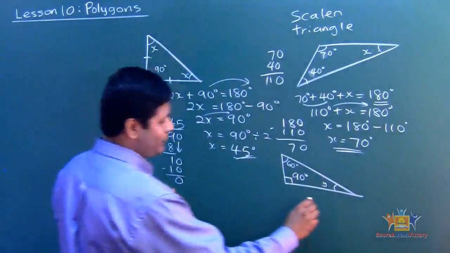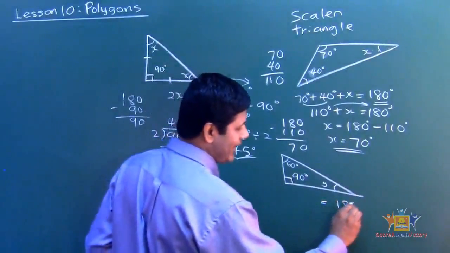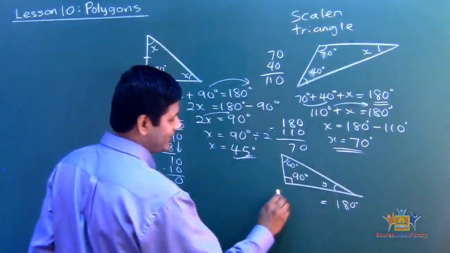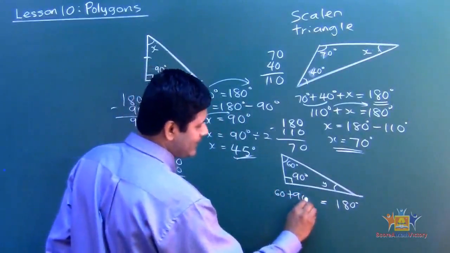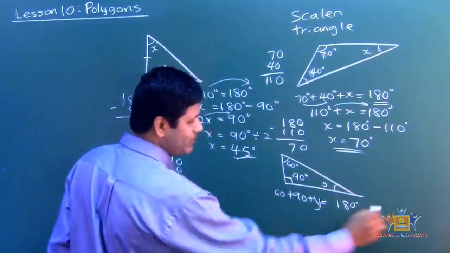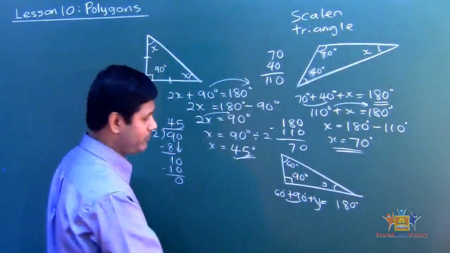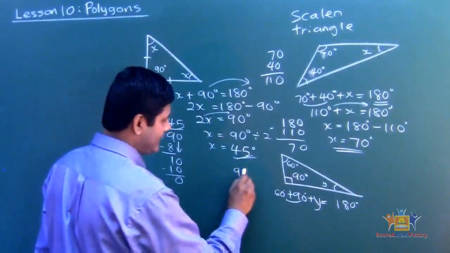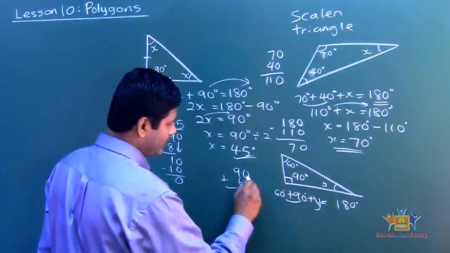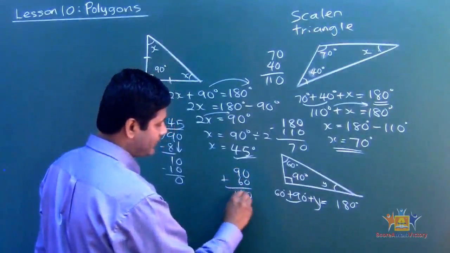So you know the total should be what? 180 degrees. That means 60 plus 90 plus y should be 180 degrees. Always combine this first before you bring it across the bridge. 90 plus 60, line them up. 0 plus 0, 9 plus 6 is 15.